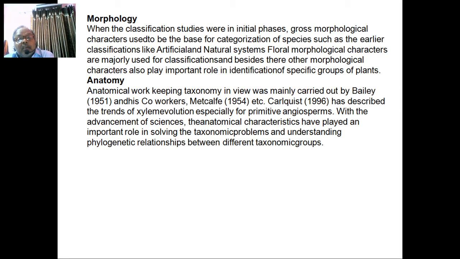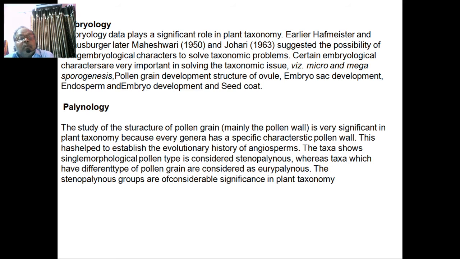Anatomy work keeping taxonomy in view was mainly carried out by Bailey and co-workers. Metcalfe and Chalk described the trends of xylem evolution, especially for primitive angiosperms. With the advancement of science, anatomical characteristics have played an important role in solving taxonomic problems and understanding the phylogenetic relationship between different taxonomic groups.